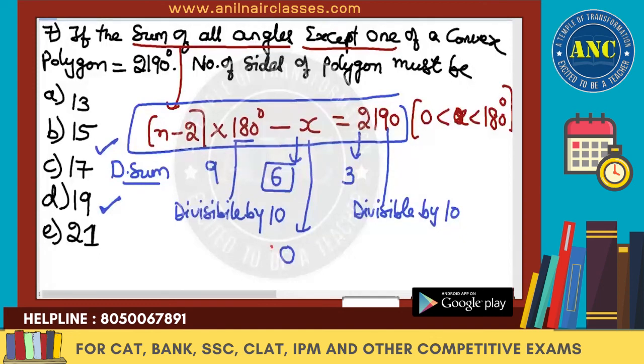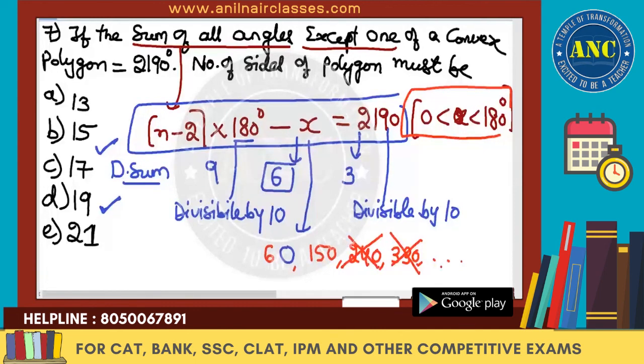Now if you see here, with digital sum 6 this could be 60, or it could be 150, or it could be 240, or it could be 330 and so on. But because it is a convex polygon, the angle will lie from 0 to 180, so the larger ones are not possible.